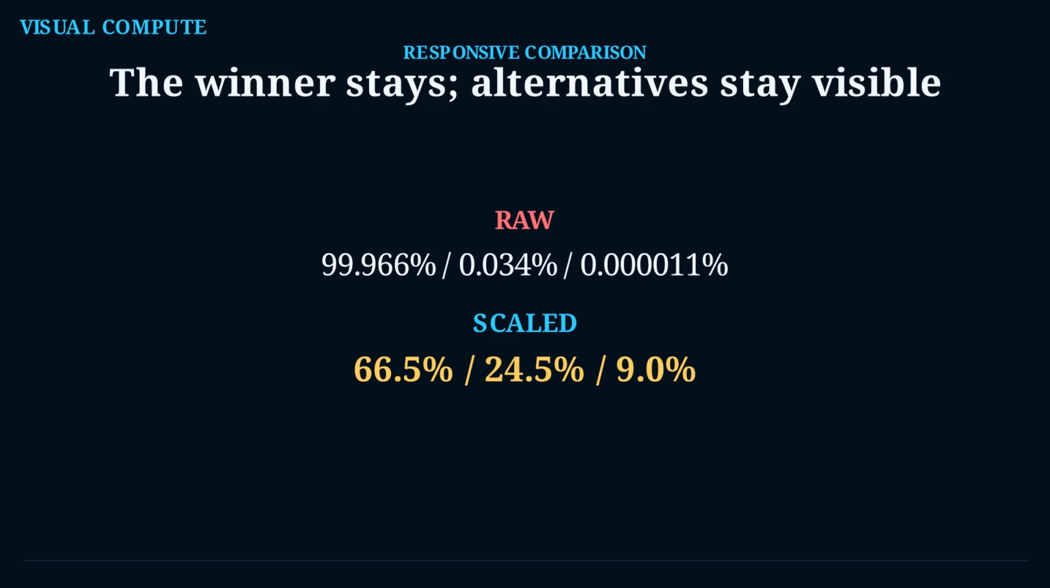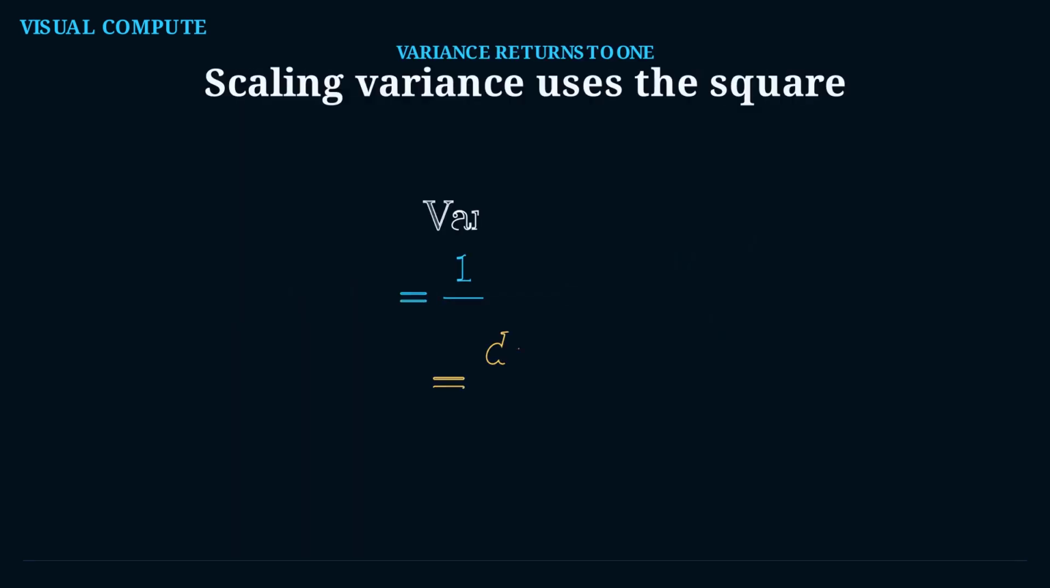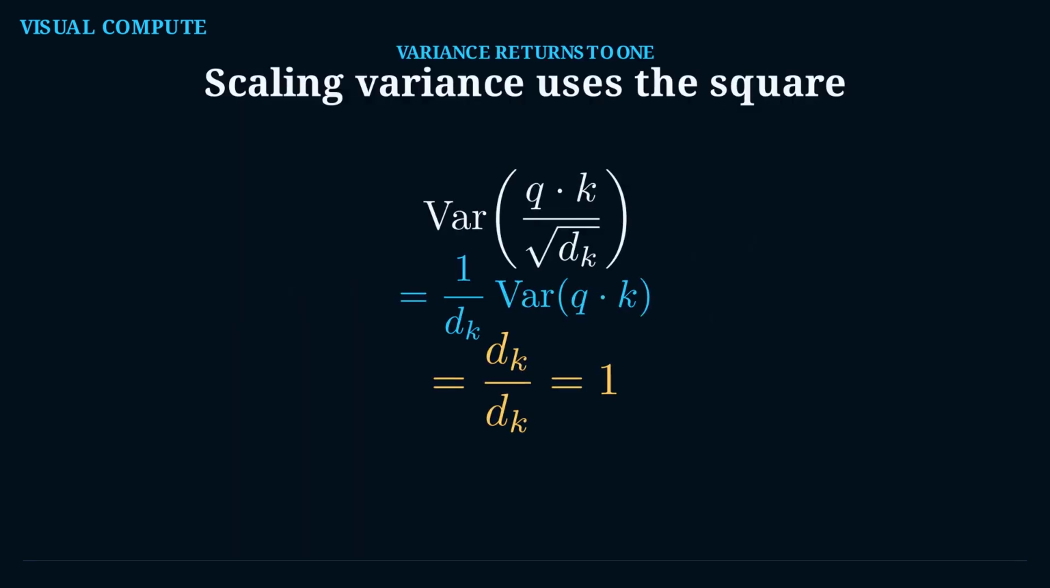Several alternatives retain visible probability, so a small change in a logit can still produce a meaningful change in attention weight. This explains the denominator. The scaled score is q·k divided by the square root of d_k. Variance scales by the square of a constant, so dividing by the square root of d divides variance by d. Under our stated assumptions, the raw variance d_k becomes d_k divided by d_k, which is 1. The scaled standard deviation is therefore also 1, approximately independent of vector width.